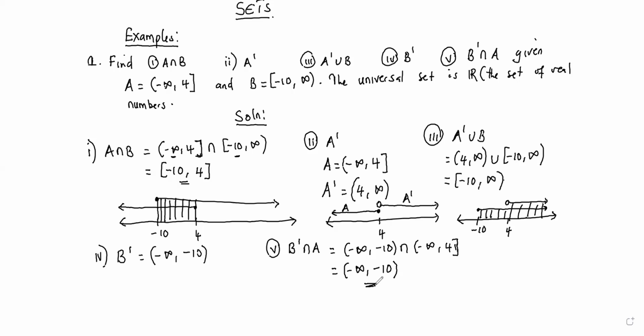Okay, so on the number line, we are going to have negative 10 to minus infinity and 4 to minus infinity. So you're picking the common one, like that. So that's the common piece. Any issues arising?